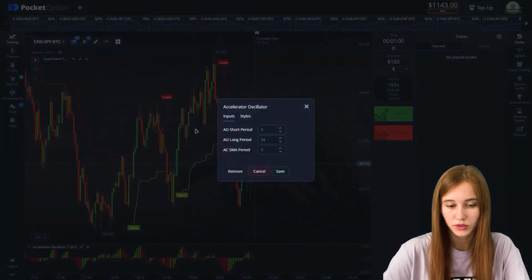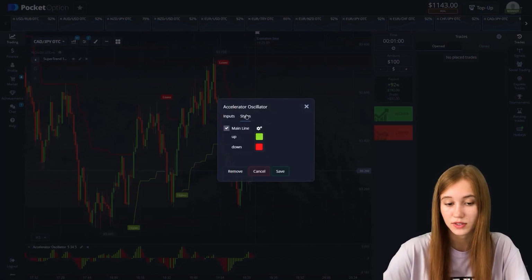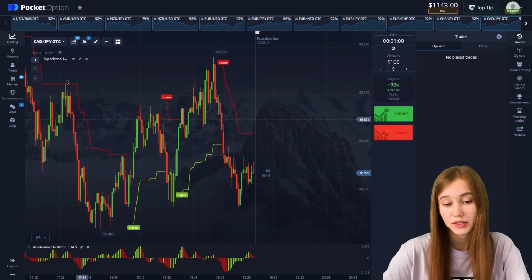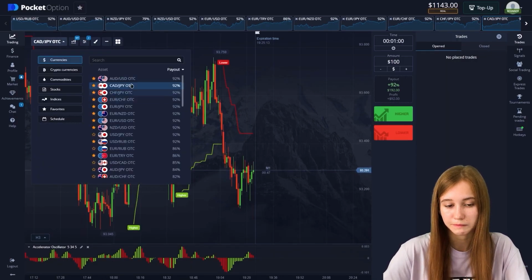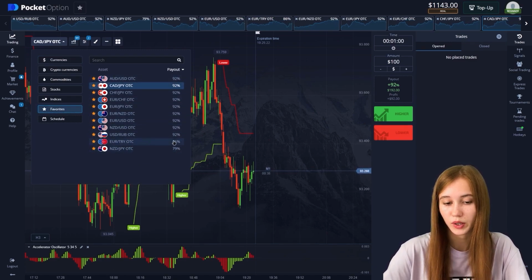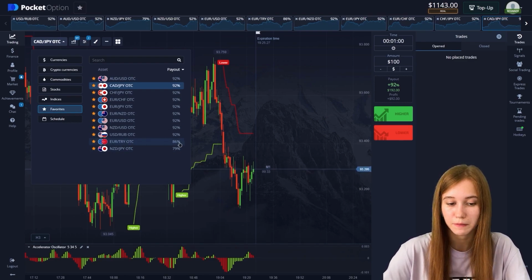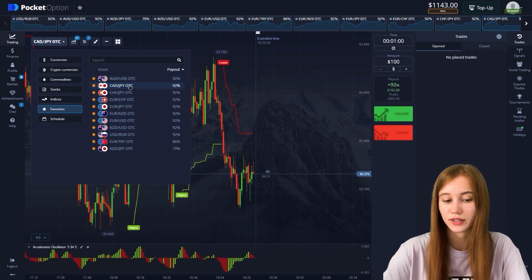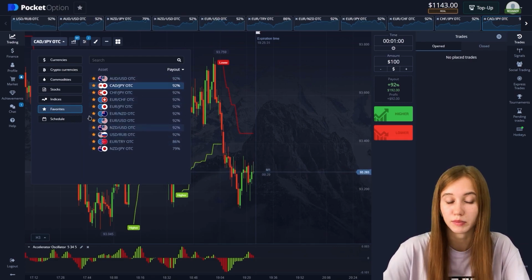Oscillator settings. We also traded currency pairs today, also the right of the currency pairs. You see interest payment amounts, you see, for example, 86%. This means if we open at $100, the profit will be $86. My advice to you is to choose currency pairs with a payout percentage above 70%.